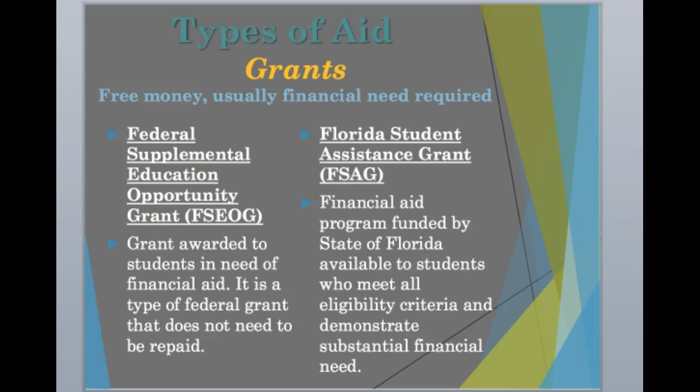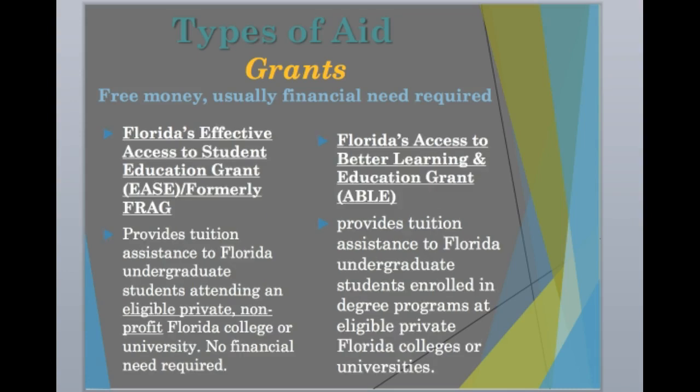Other grants include the Federal Supplemental Educational Opportunity Grant. This grant is awarded to students in need of financial aid. It is a type of federal grant that does not need to be repaid as well. The FSAG is a Florida grant, the Florida Student Assistance Grant, and it is a financial aid program funded by the state of Florida, available to students who meet all the eligibility requirements and demonstrate a substantial financial need. So that's, again, another type of grant based upon financial need.